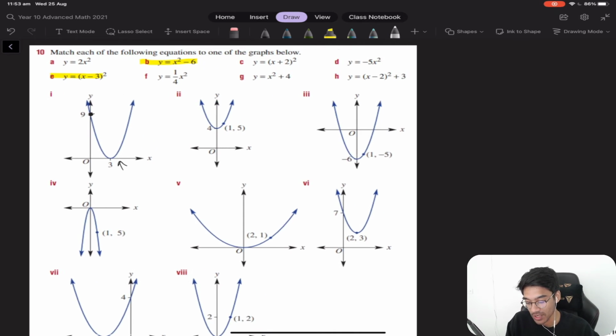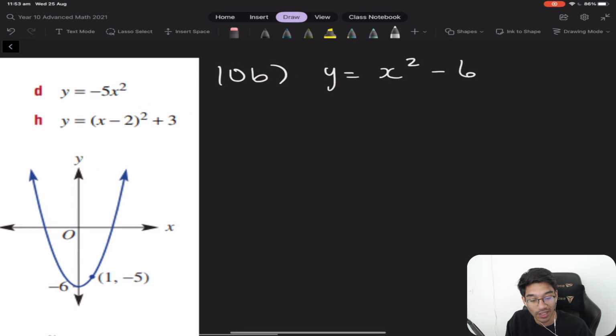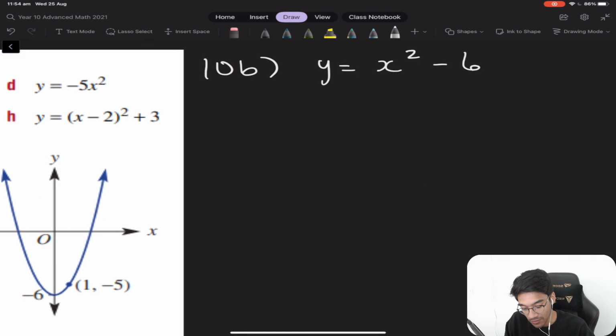So match each of the following equations to one of the graphs below. We're going to do 10b. So 10b says that we have y is equal to x squared minus 6. Now off the bat, we see there's no dilations, because there's no coefficient next to the x. There's no reflection because there's no negative x. And something that you should also notice is that it's not inside the brackets, which means it's going to be a vertical translation. So we're going to be following this formula, ax squared plus k. And in this case, our k is a negative 6.